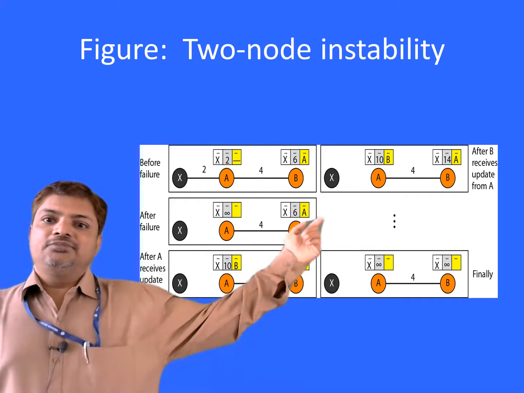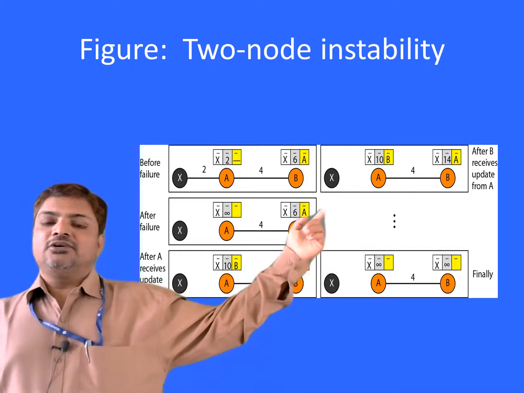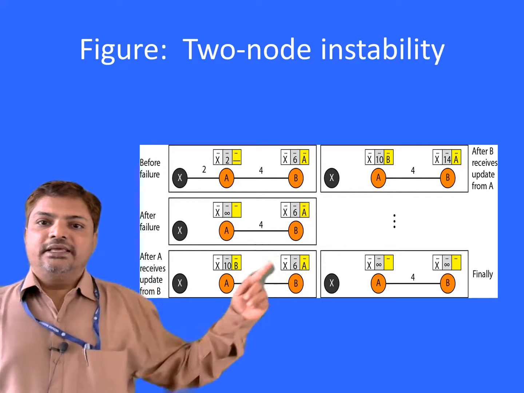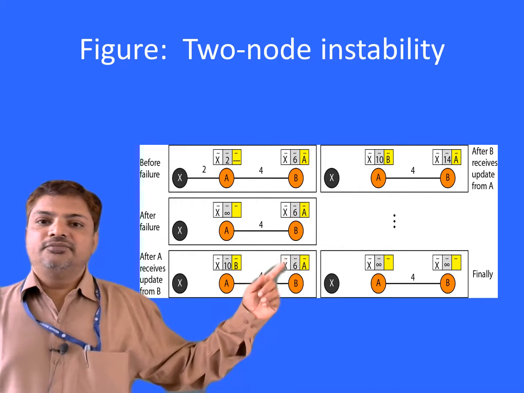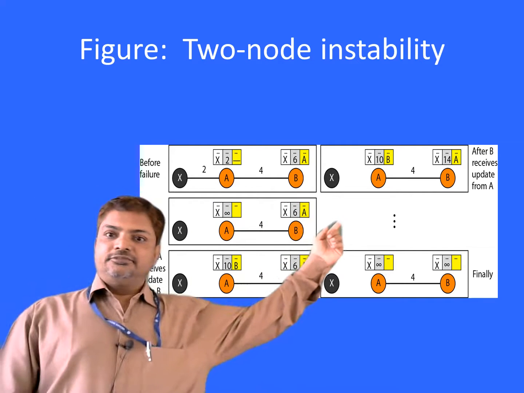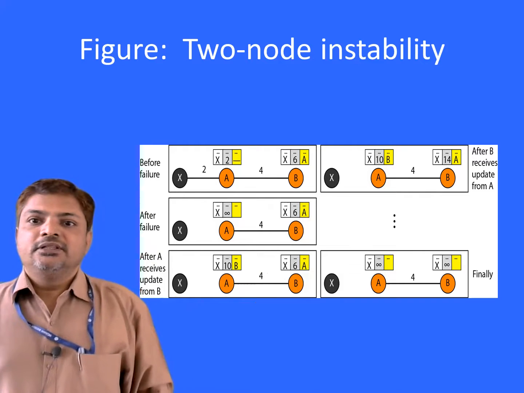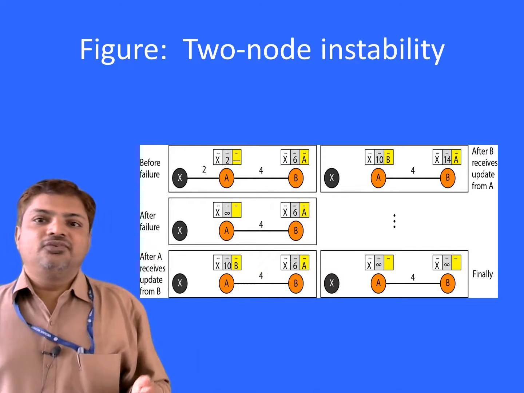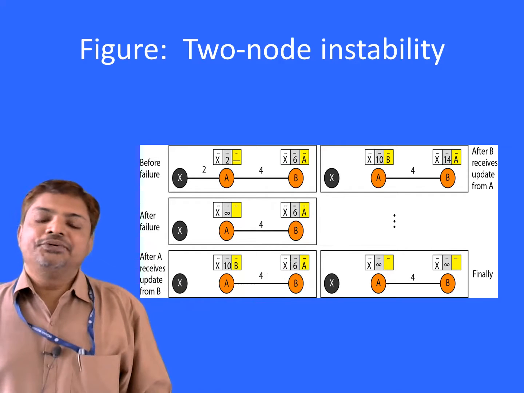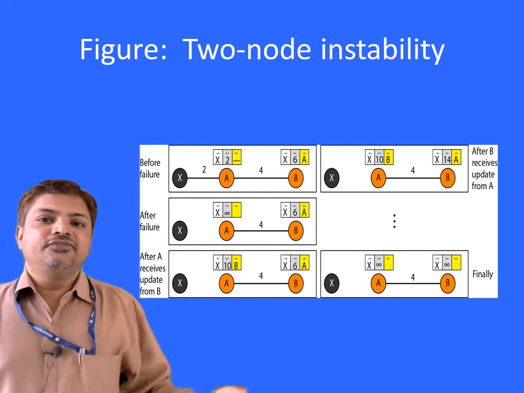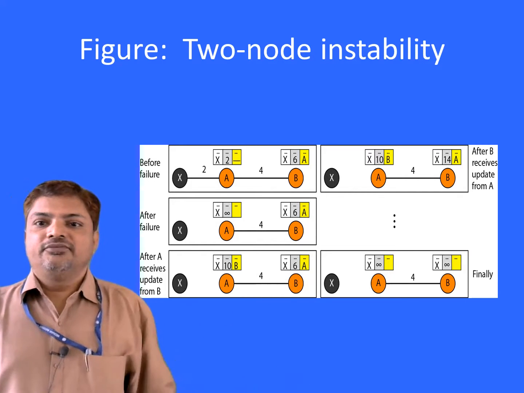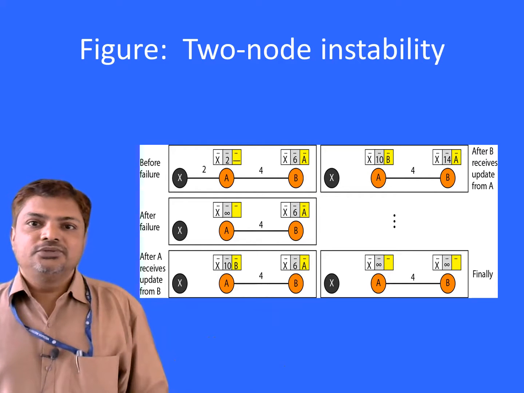And this keeps on updating between A and B. The cost keeps on increasing. Initially, the cost of B to reach X is 6. Now it is updated to 14. Again, 14 is updated, plus 4 will be added. 14 will change to 18. 18 will change to plus 4, 22. And it keeps on adding, and after some time, finally it reaches infinity. This is two-node instability.